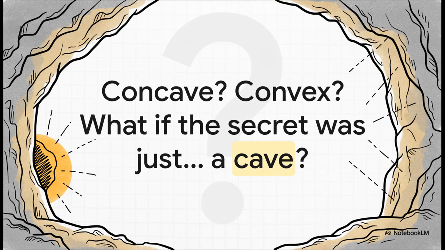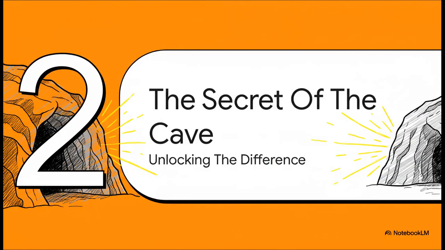Okay, here it is. The classic point of confusion. Concave versus convex. They sound almost the same, but they do the complete opposite thing. But what if the secret to telling them apart was hiding in the word concave itself this whole time? It really all comes down to one simple idea. I call it the secret of the cave. And trust me, this is the key that's going to unlock everything for you.